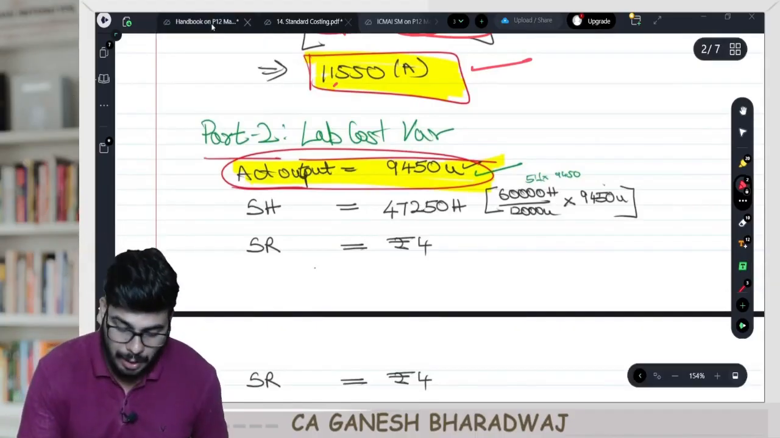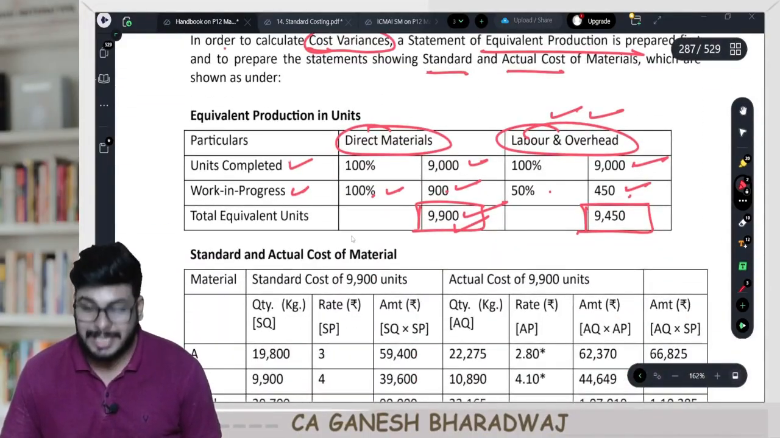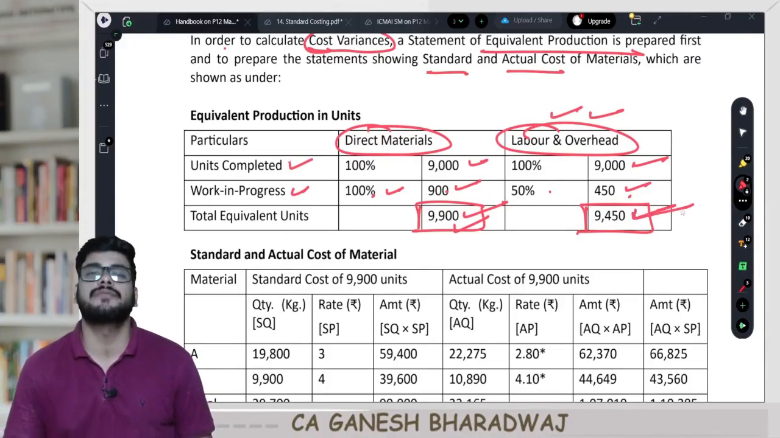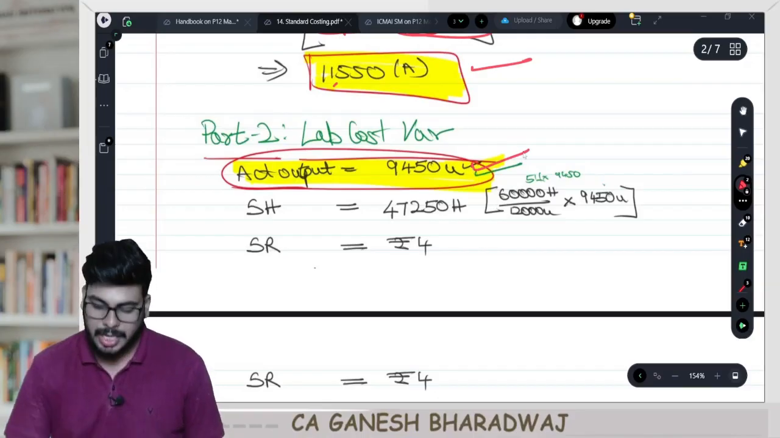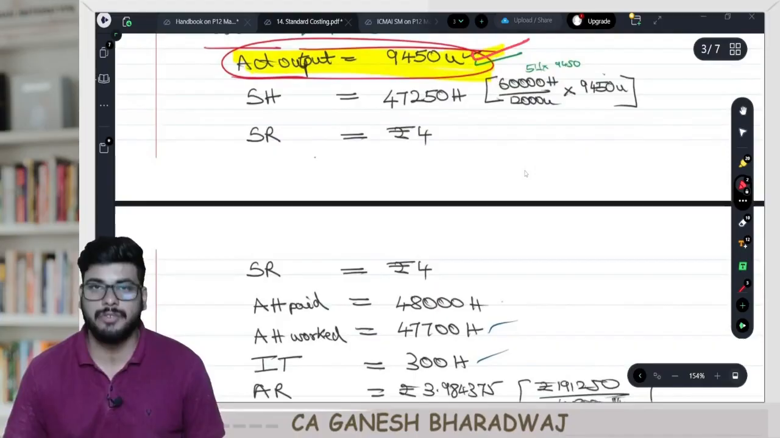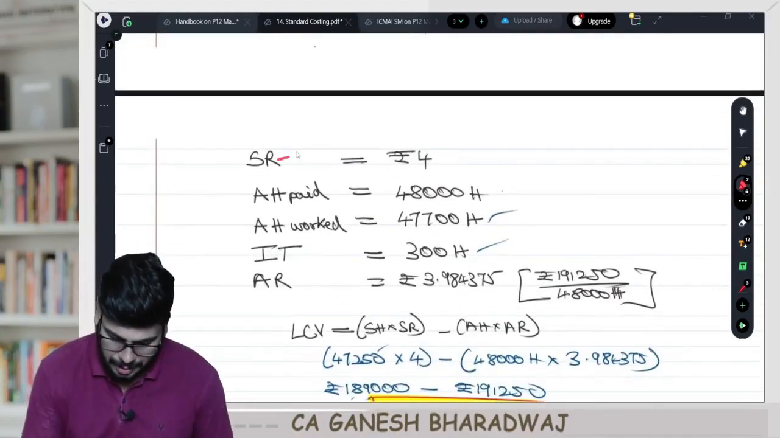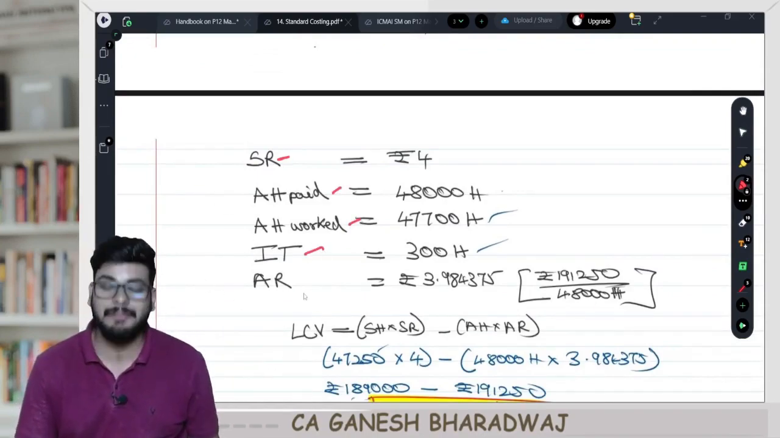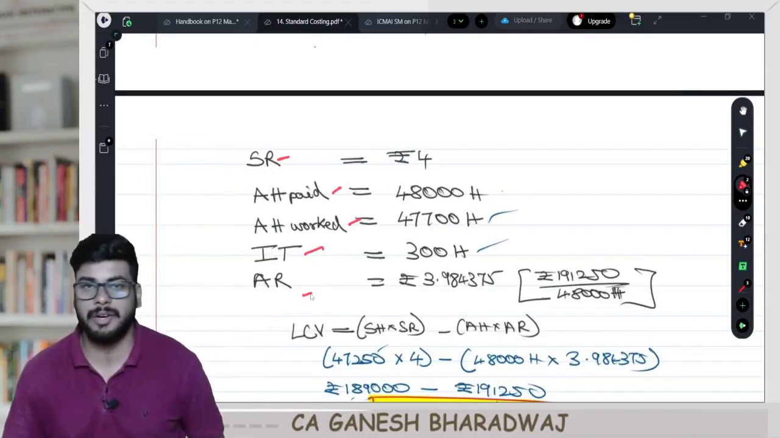variance. Now guys, for the purpose of labor cost, what is the actual output that got produced? 9450. Clear with this, guys? The first thing that you need to mention is 9450. Now for labor cost variance, what are the different components that you need? Standard hours, standard rate, then actual hours paid, actual hours worked, idle time, and you need the actual rate also. If you list out these ingredients, automatically you can find out the labor variances.